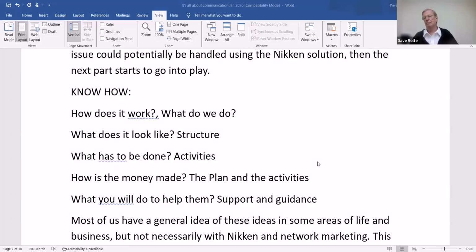Support and guide. Now, somebody decided they were going to do ads on the internet and social media. And again, I questioned, well, what are you saying on these ads to get people to respond? Because most people that are out looking at ads are looking for employment.